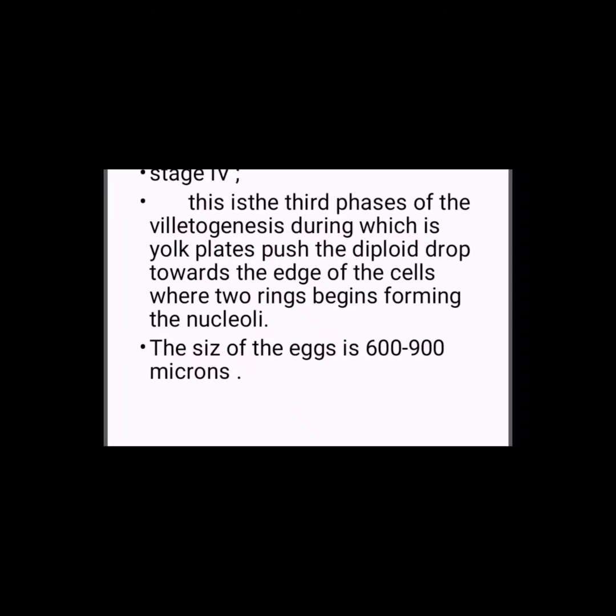Stage 6. This is the third phase of vitellogenesis, in which the yolk phase pushes the lipid drops toward the edge of the cells, where two rings begin forming the nuclei. So, this is the stage 6, the egg attains a size of 600 to 900 micron. So, this is what happened in these stages.